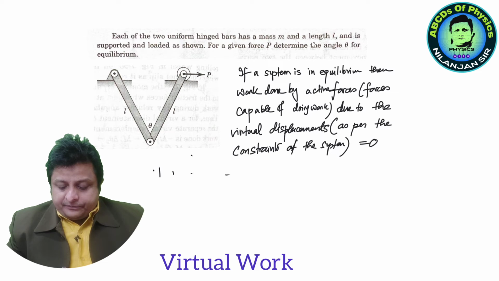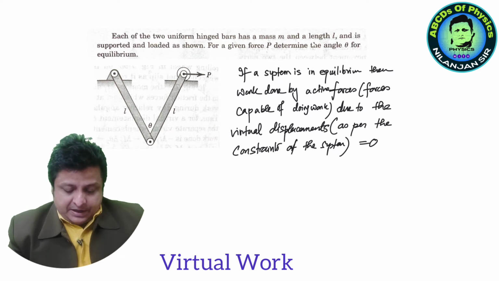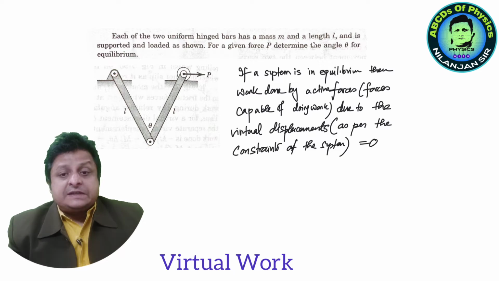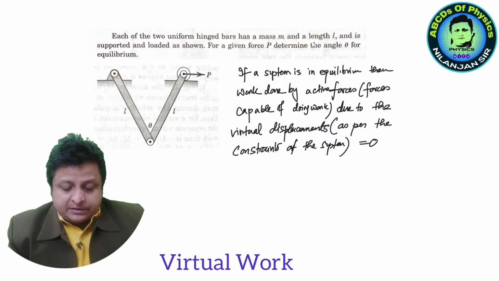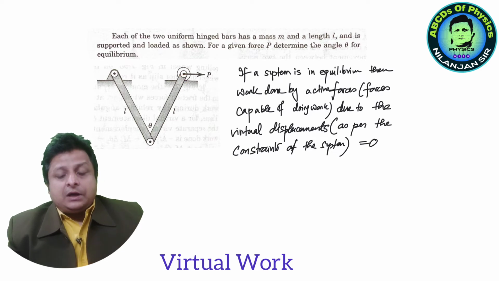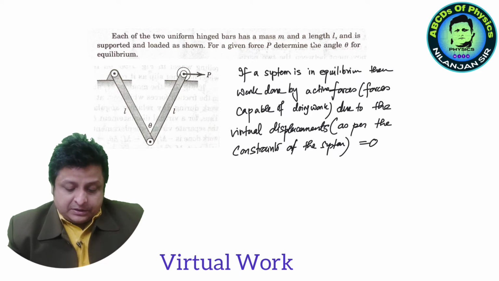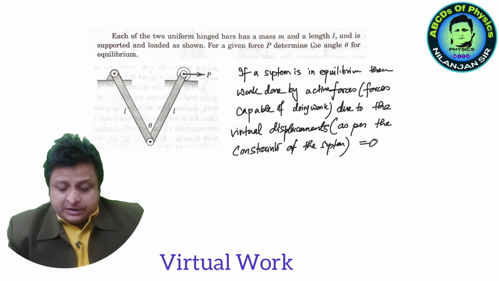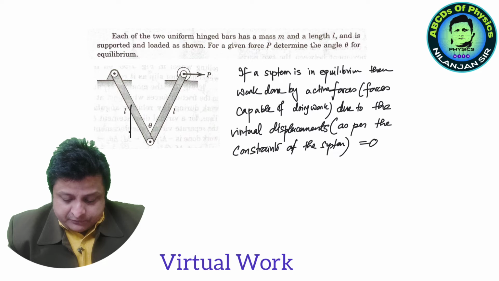But here let's see what the active forces are. If you look at the forces, there are many: the forces at the hinge, the normal reaction here, the forces at this hinge. But neither the forces at the hinges nor the normal reaction here are capable of doing work. So the forces capable of doing work are P and the weight mg. The weight of each bar is equal to mg.